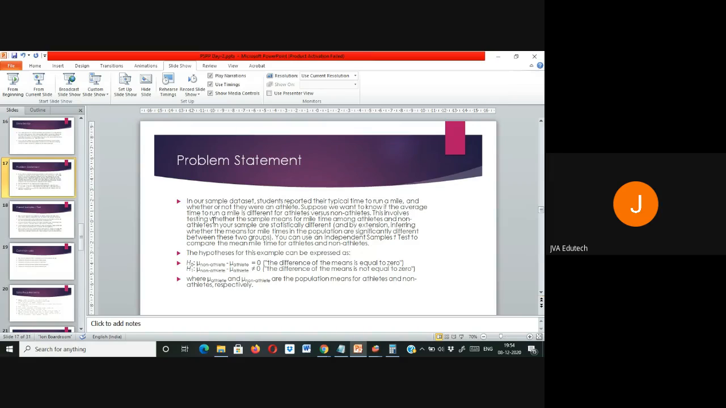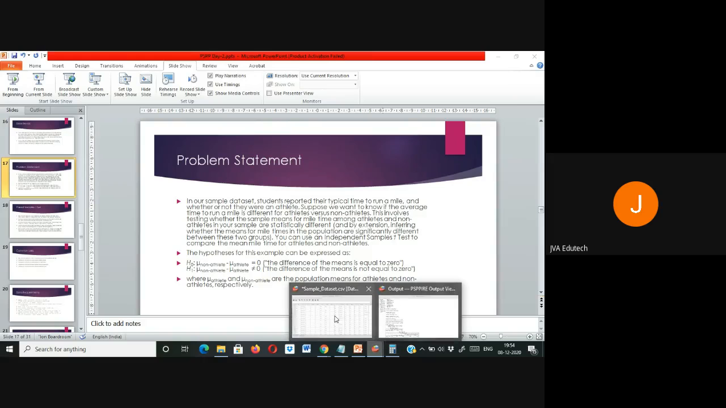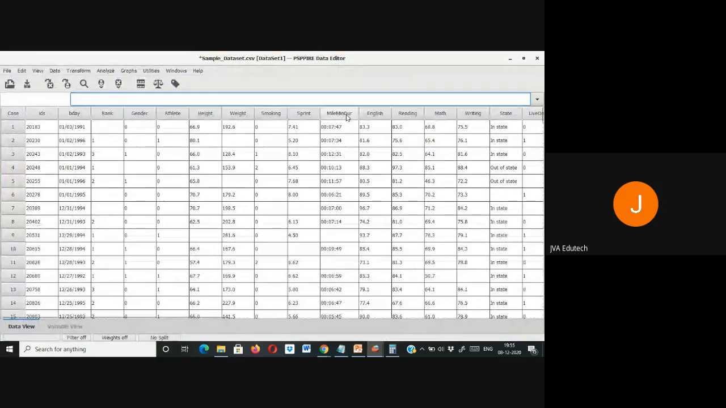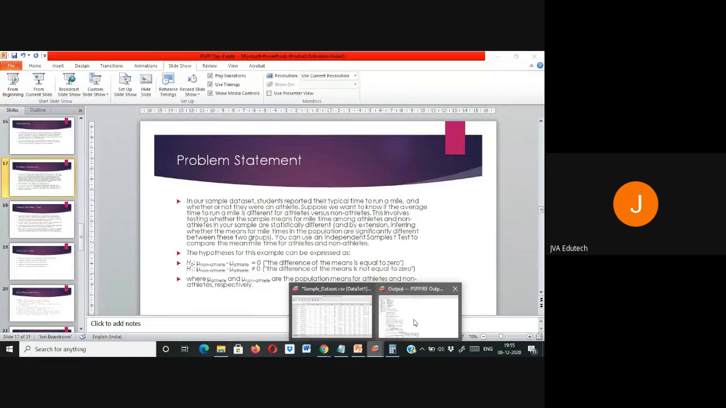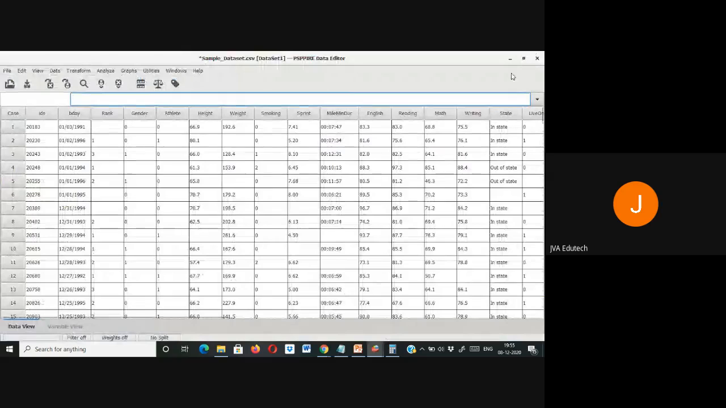Now our problem statement. Let's look at our data set. In our data set, students reported their typical time to run a mile. Simply look at this data. Mile mean time, the time taken to run a mile, right? This is the time in minutes which was taken by our students to run a mile. This is the ratio scale. Absolute metric data have been taken.